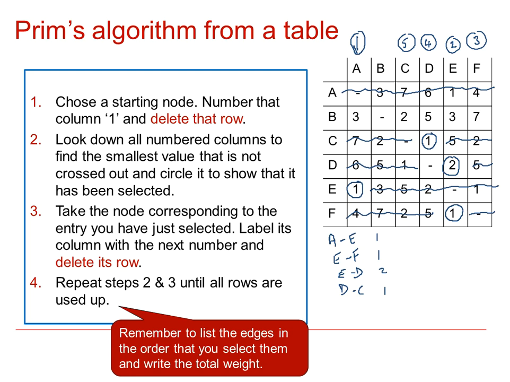Finally then, looking down there, we can see that the smallest value in all of those columns is the 2, which joins us from C to B. And that becomes B, the 6th point to be added. So those are the order that we've added our arcs, and the total weight is equal to 7.